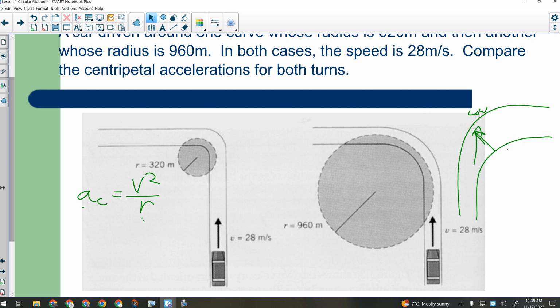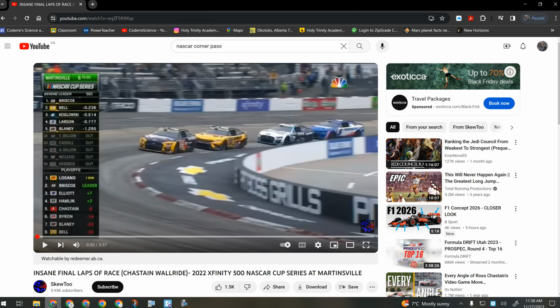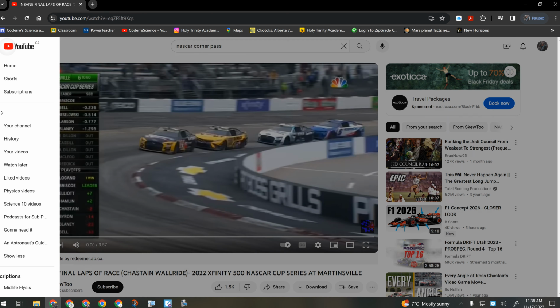Where would you go? Into the corner. Yeah, we'll talk about that in a little bit when we talk about banked curves. Okay, so this is the situation we're dealing with here. So we will allow Canada's worst driver to educate us a little bit.